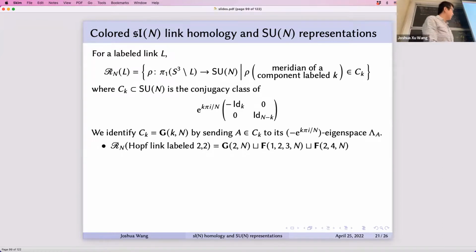Okay, so I'll give you 2 examples of this representation space. So if you take the Hopf link labeled 2, 2, then now there's 3 components. For the Hopf link labeled 2, 2, you're looking for a pair of 2-planes inside of Cn. Now those two planes could be the same 2-plane, in which case you get a copy of the Grassmannian G2n. They could intersect along a line, and be orthogonal otherwise. That's the data of a line inside of a plane, inside of a free plane, inside of the span. Or they could be totally orthogonal, in which case you have the data of a plane in multiple spaces.